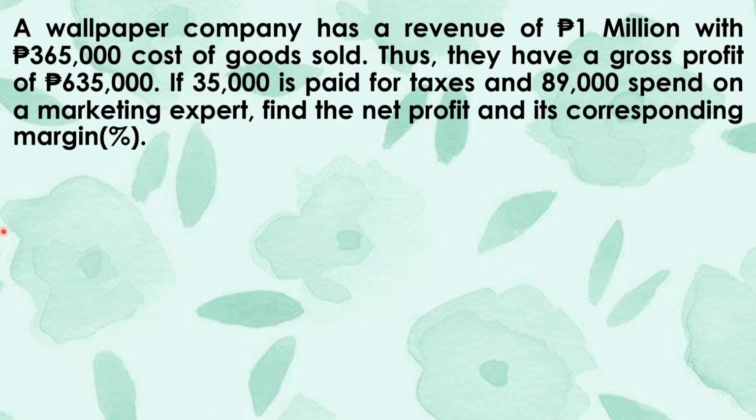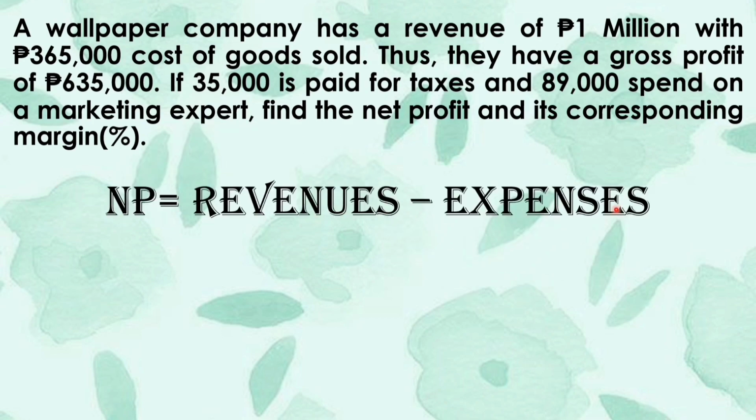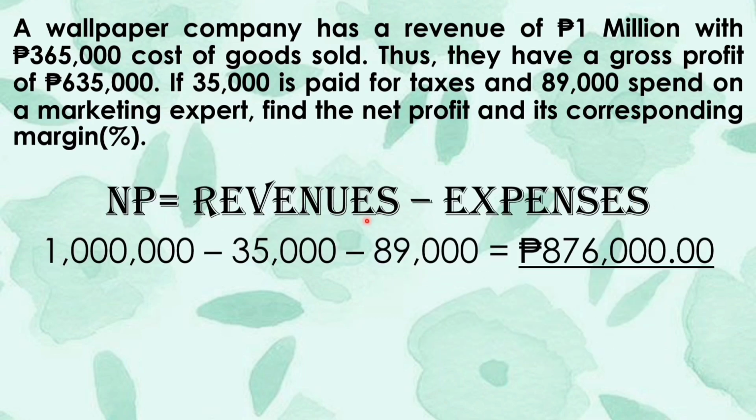Now we have the last word problem. A wallpaper company has a revenue of 1 million with 365,000 cost of goods sold. Thus, we have a gross profit of 635,000. If 35,000 is paid for taxes and 89,000 spent on a marketing expert, find the net profit and its corresponding margin. First, let's solve for the net profit by subtracting all expenses from the revenues.